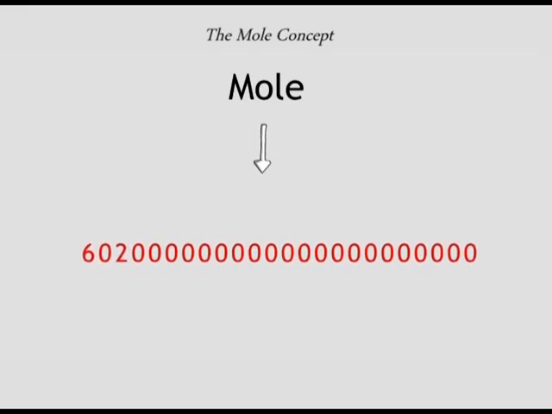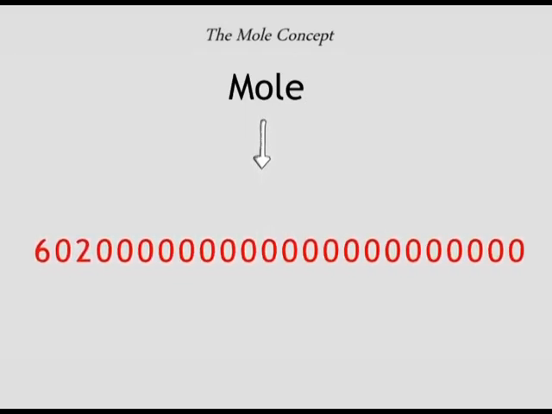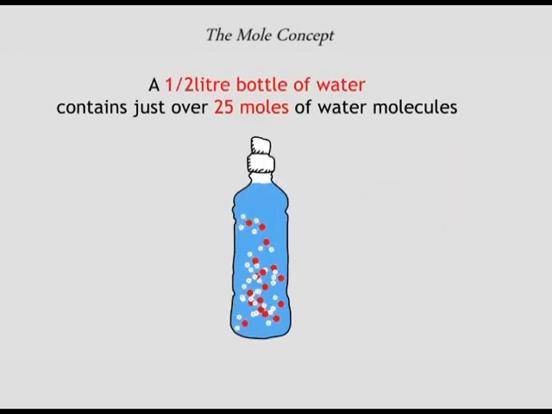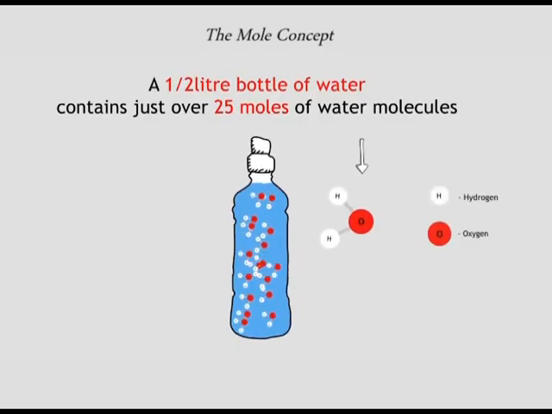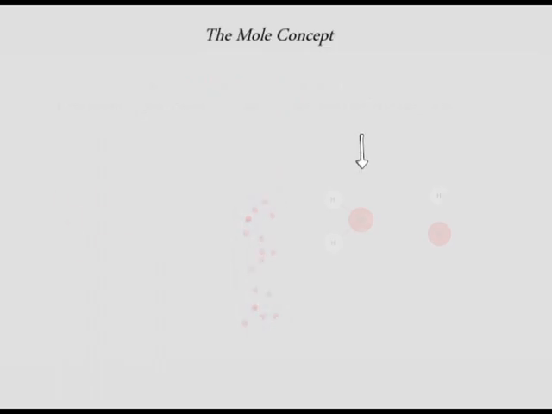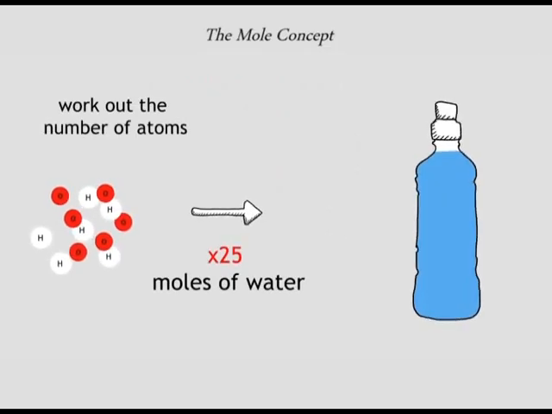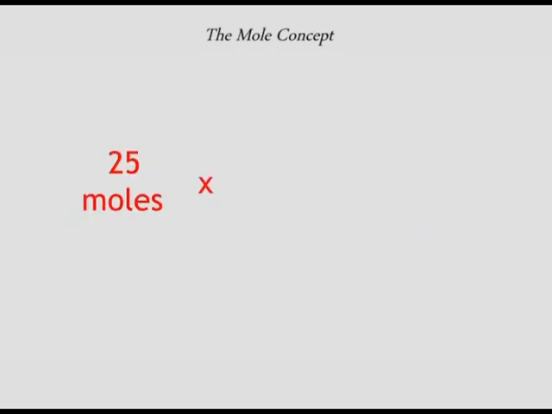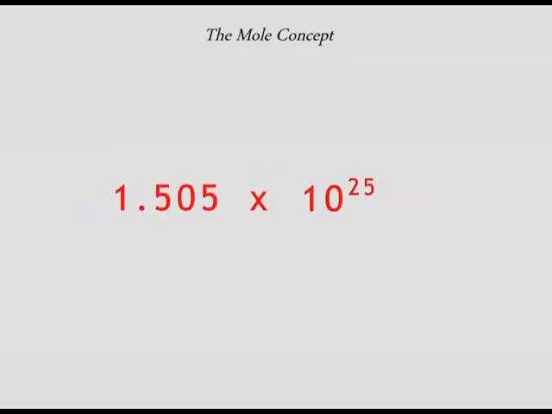So you see, a mole is a very large number, and the reason is because atoms are incredibly small. In a half liter bottle of water, there will be just over 25 moles of water molecules. We can therefore work out the number of molecules of water in that bottle. Remember, 1 mole contains 6.02 times 10 to the power 23 molecules of water. So it's 25 times 6.02 times 10 to the power 23, giving us 1.505 times 10 to the power 25 molecules.